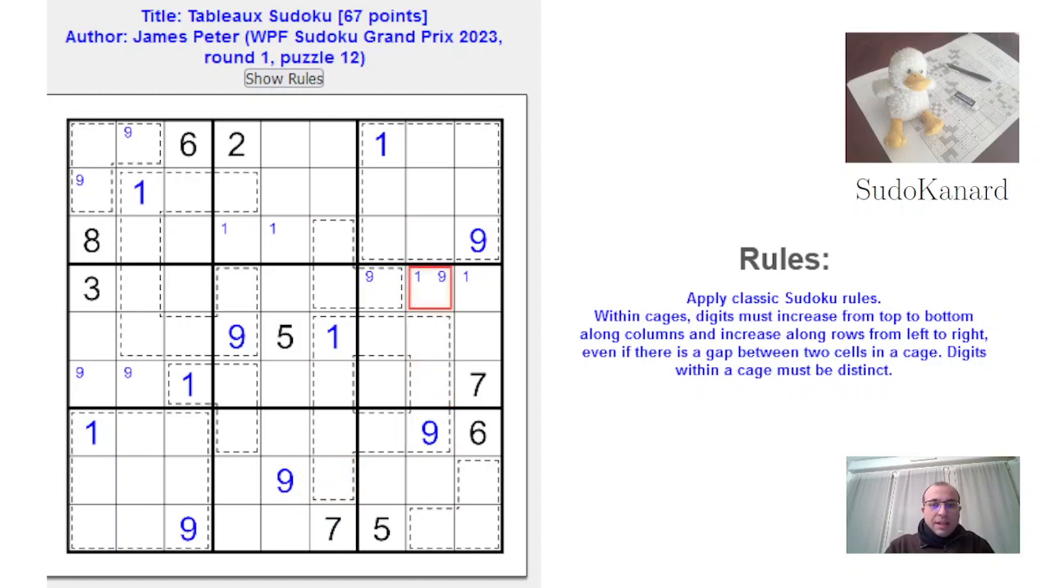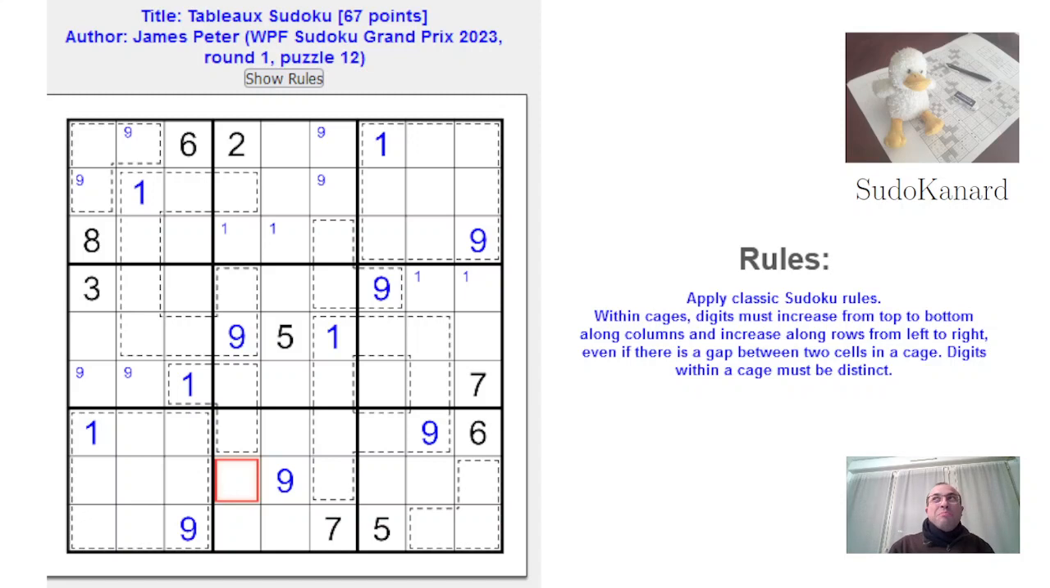And then 9 is not here, so in this area 9 must be here. And we have a 9 somewhere up there. So that's already a very efficient start.